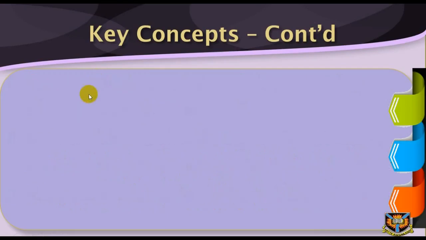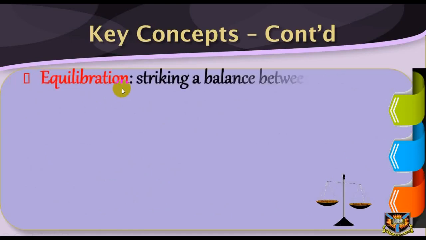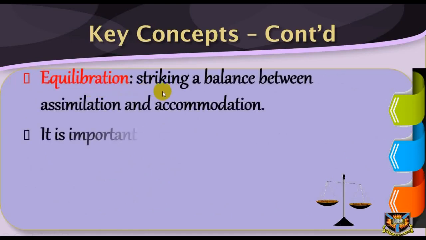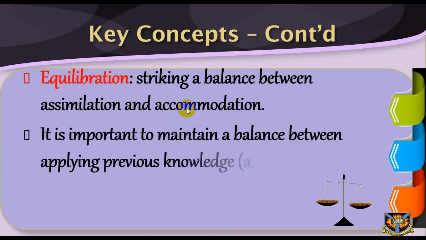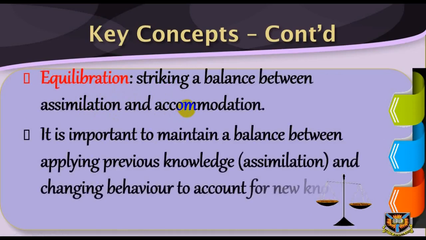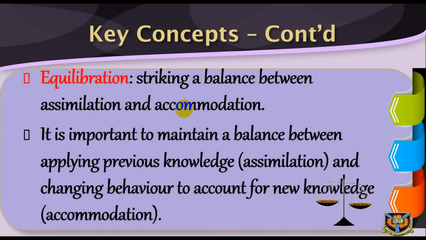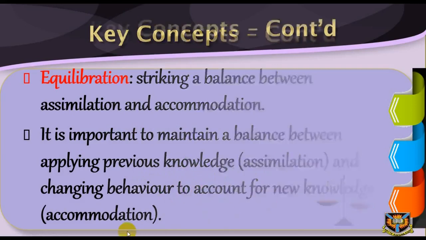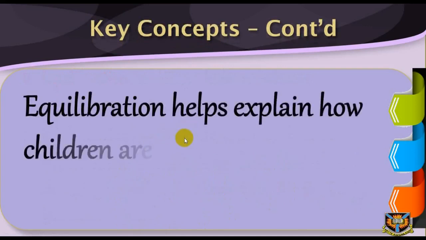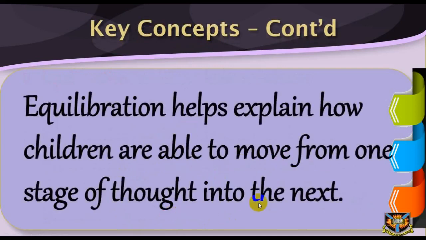Equilibrium. Piaget believed that all children try to strike a balance between assimilation and accommodation, which is achieved through a mechanism Piaget called equilibrium. As children progress through the stages of cognitive development, it is important to maintain a balance between applying previous knowledge, assimilation, and changing behavior to account for new knowledge, accommodation. Equilibrium helps explain how children are able to move from one stage of thought into the next.